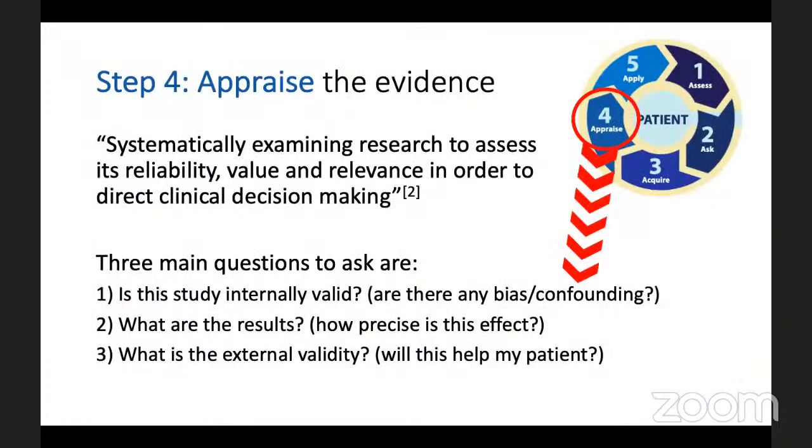So in step 4, what we will discuss is appraising the evidence. It's important to also just define what appraising the evidence is. It's systematically examining research to assess its reliability, value, and relevance in order to direct clinical decision-making. So the 3 main questions you want to ask: is the study internally valid? Meaning, are there any bias or confounding? Then what are the results? So how precise is this effect? And the third question is, what is the external validity? Meaning, how will this help my patient?